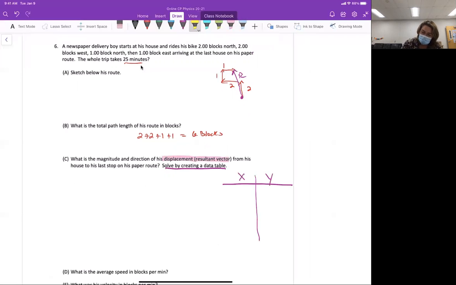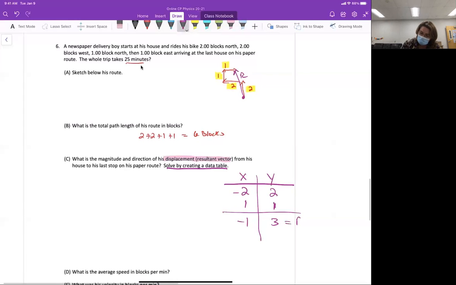So let's take the first vector, which was 2 straight up, and that will be a positive y. Let's take the second vector, which is 2 to the left. That will be a negative 2 in the x column. I'll take the third vector, which was 1 straight up. That's a positive y. And then I will take the fourth vector, which was a positive x. And then I add them all together and I get 3 and negative 1. These are the components of that r vector. This is the y component of it. This is the x component of it.